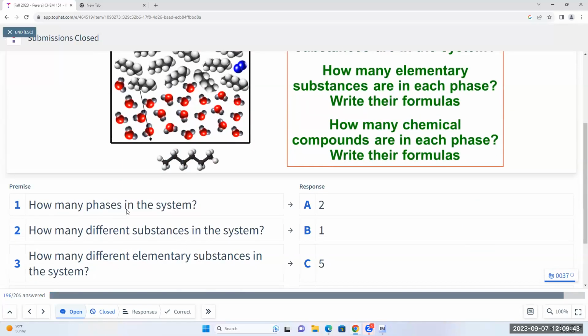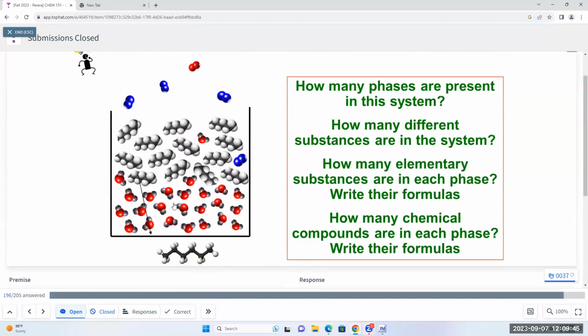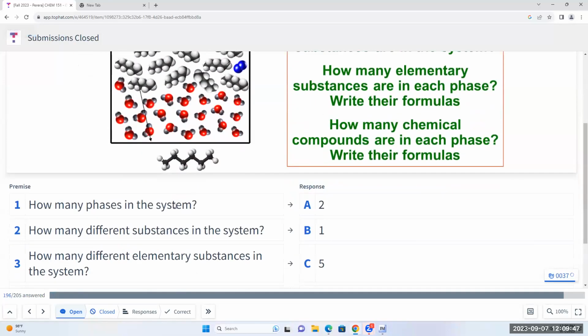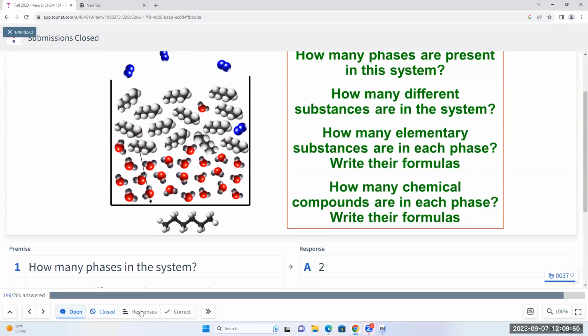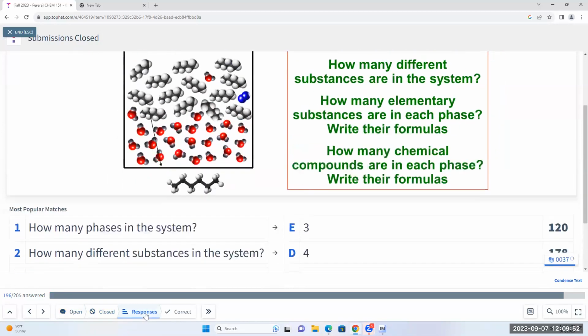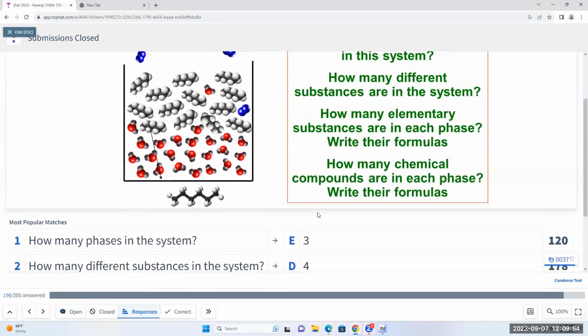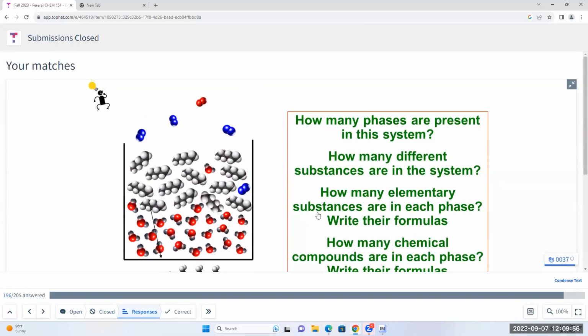How many phases in the system? We start with that. How many phases? What do you think? You know what? Don't tell me. I got your answers here. Look at that. Most of us said 3. Do you agree with that? We had 3 phases. Yeah, I hear both yes and no. Okay, so here's the thing.